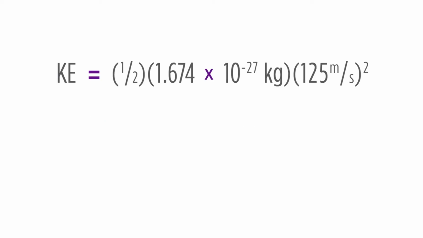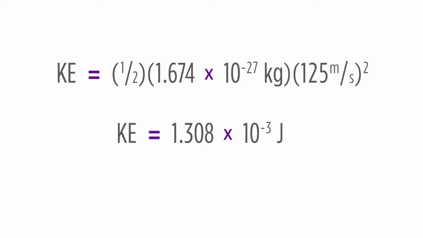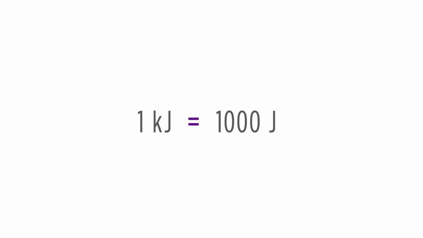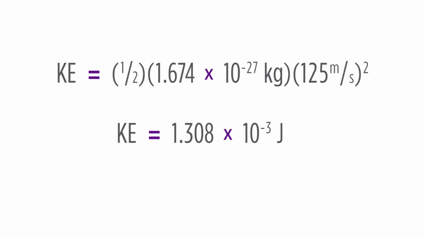So KE is going to equal 1/2 times 1.674 times 10 to the minus 27th kilograms times 125 meters per second, squared. Do our math on that, and we'll come up with 1.308 times 10 to the minus 23rd joules. Joules are actually small energy terms, so this will often be converted to kilojoules. We can do that simply by understanding that there are 1,000 joules in 1 kilojoule. But for this equation, we'll just leave it in joules.